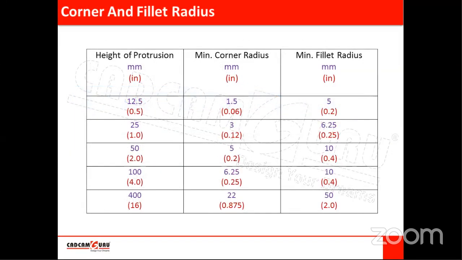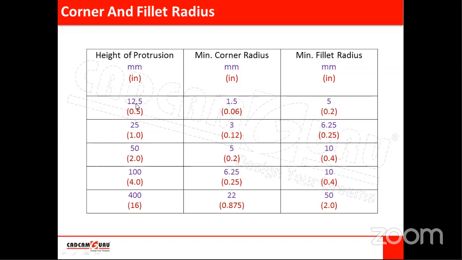Again, these are some corner and fillet radii. As I told you, for different sizes of the component, different values are recommended, for corner radius and fillet radius also. The upper value indicates this value in mm and this is in inches. So red color values are in inches and blue color values are in mm.